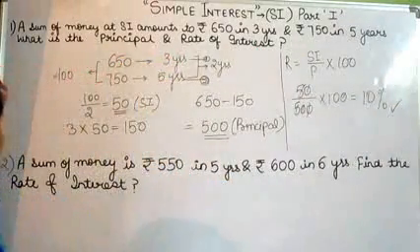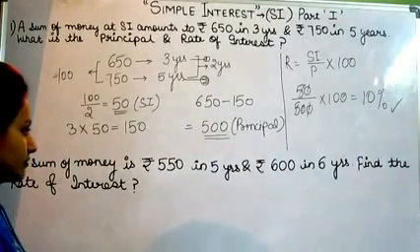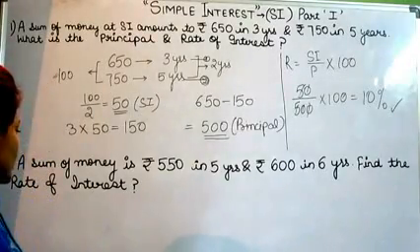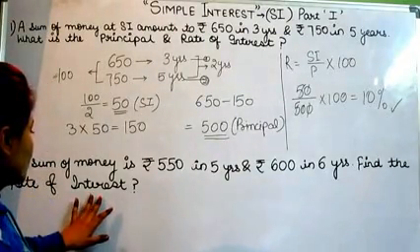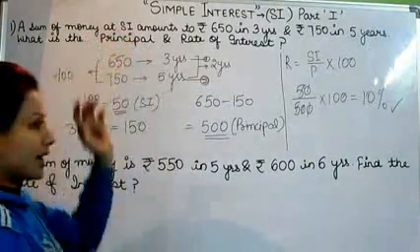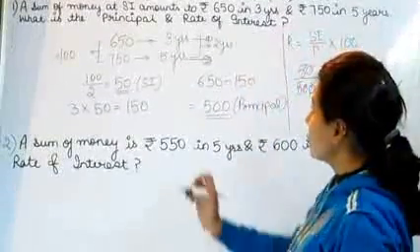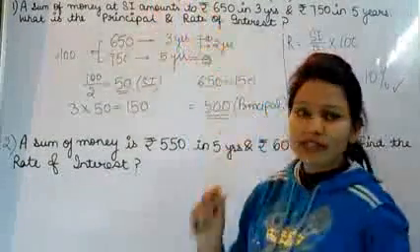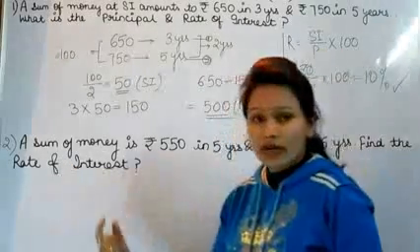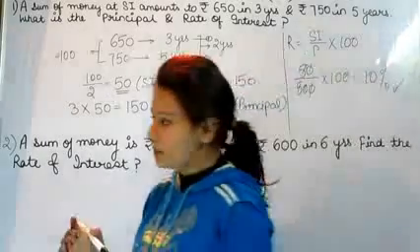Now see the second question. A sum of money is rupees 550 in 5 years and 600 in 6 years. Find the rate of interest. Now in this question we are not told that we have to find the principal also, but as we know, simple interest is always calculated on principal, right? So before getting the rate of interest we must have the principal, fine? So we have to get the principal as well.